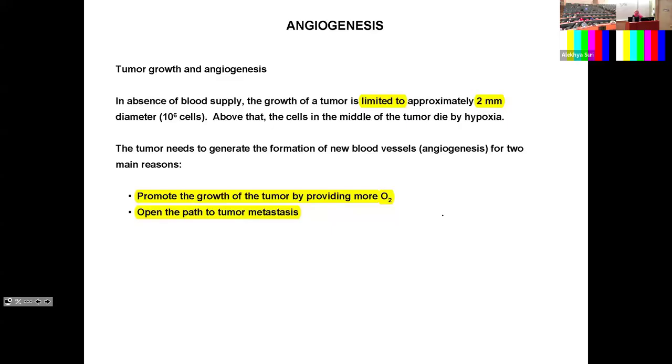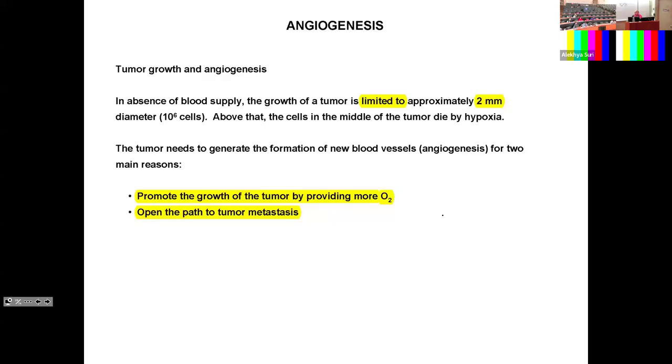So angiogenesis: when the tumor starts growing, they say at approximately 1 million cells and a growth of 2 millimeters in diameter, those cells will need a supply of oxygen and nutrients, because in the middle those cells are going to die by hypoxia, right? So you have lower oxygen tension in the middle of the tumor.